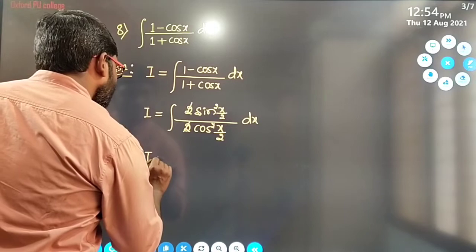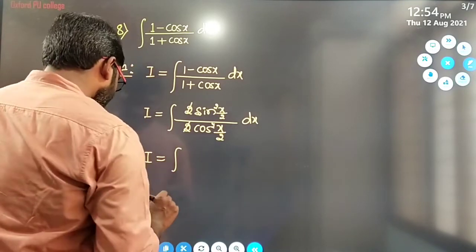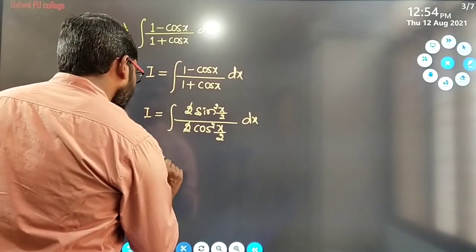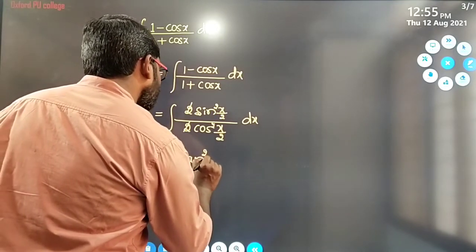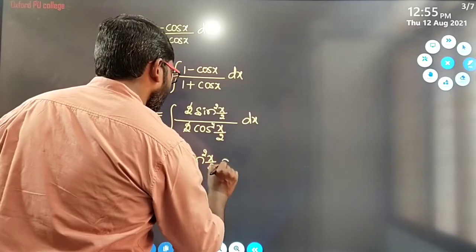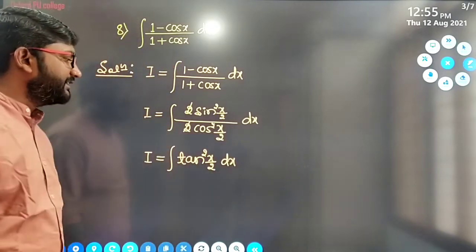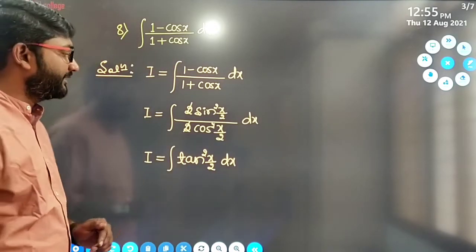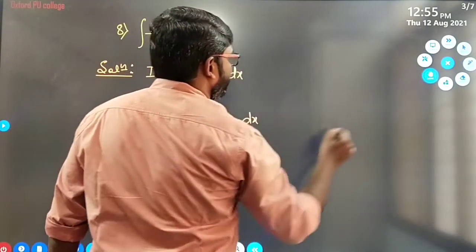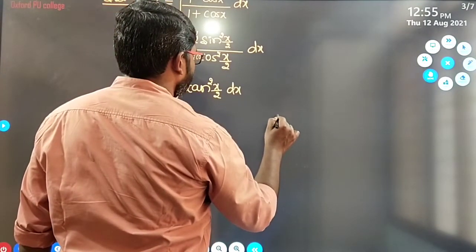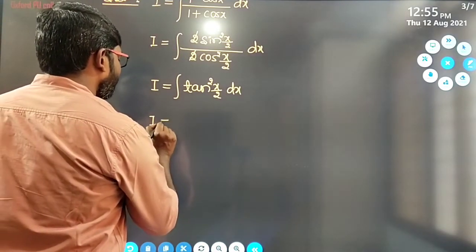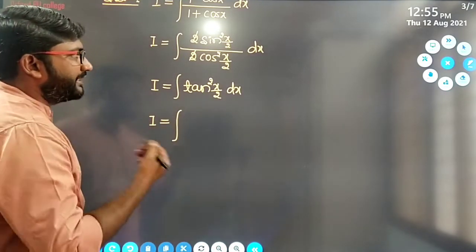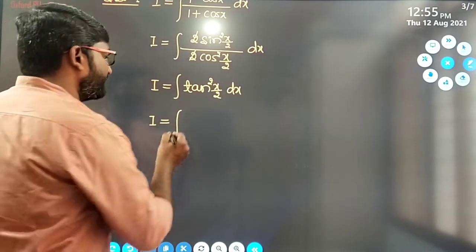I, which is equal to the integral of tan square x by 2 dx. So we don't have any standard formula for tan square x by 2. So let us go ahead with the solution. Here I, which is equal to the integral of tan square x by 2, can be written as secant square x by 2 minus 1.